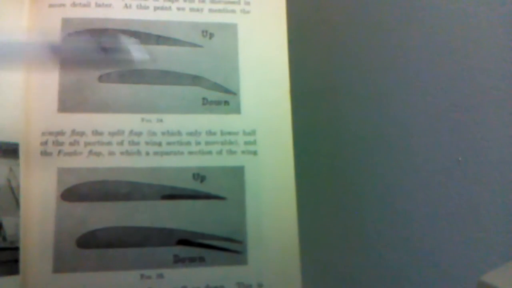Page 25 with figures 24 and 25 shows some good illustrations of what we were talking about earlier with flaps and just how that curves the trailing edge of the wing. We're not going to get into flaps too much more other than that for now, just because that's all that we're really covering.